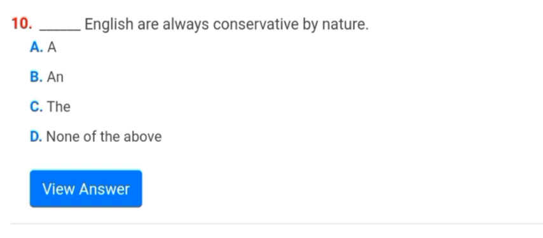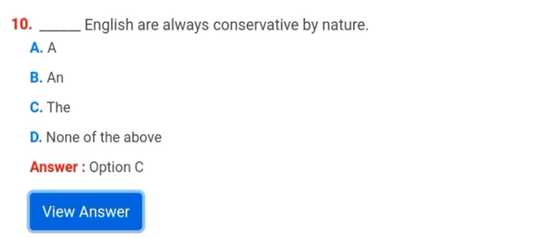Question number 10. Dash English are always conservative by nature. Option A: a, option B: an, option C: the, option D: none of the above. Correct answer: C. The English are always conservative by nature.